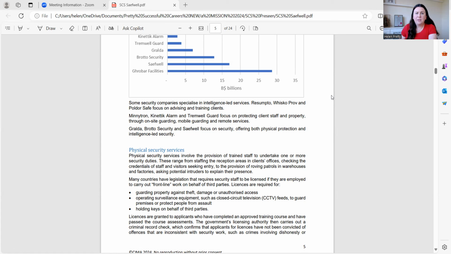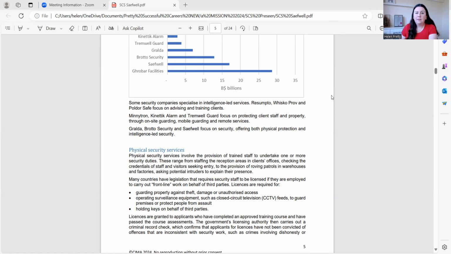Many countries have legislation that requires security staff to be licensed if they are employed to carry out frontline work on behalf of third parties. Licenses are required for guarding property against theft, damage, or unauthorized access, operating surveillance equipment such as closed circuit television, CCTV feeds, to guard premises or protect people from assault, and holding keys on behalf of third parties.